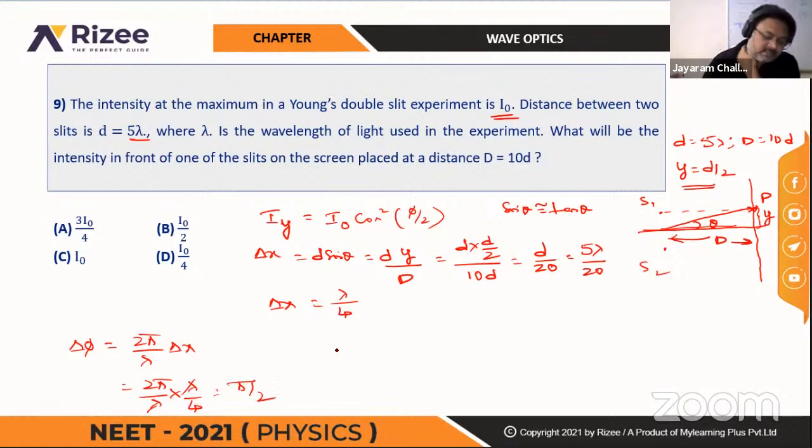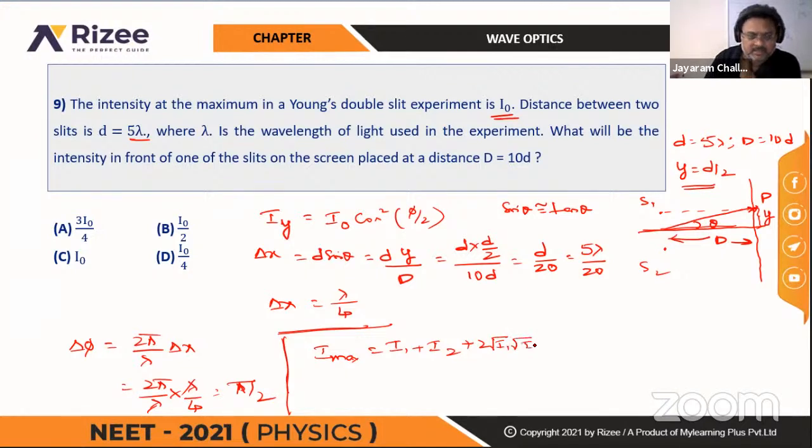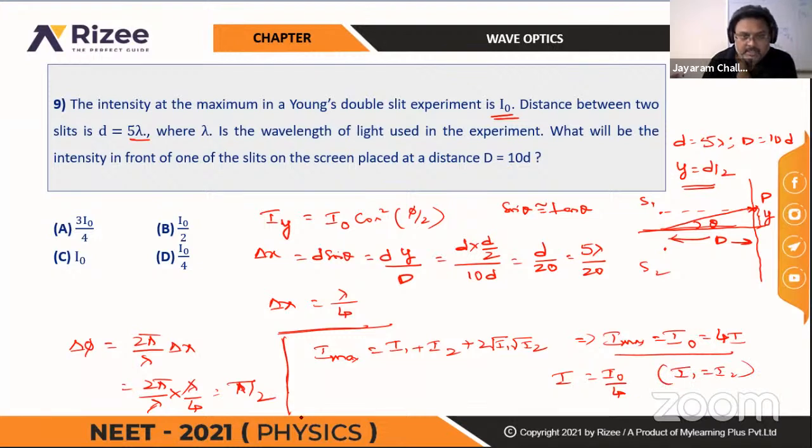Now, when you put it in the intensity conditions, the phase angle between the two waves is 90 degrees. If I go for the intensity relations, whether both of them are the same or not, he has not mentioned in the question. So I maximum can be written as I1 plus I2 plus 2 root I1 root I2, with cos value being maximum. In this question he has mentioned I maximum is equal to 4 times I, where I is the intensity of individual waves. So from this, I is equal to I naught by 4, since I1 is equal to I2.